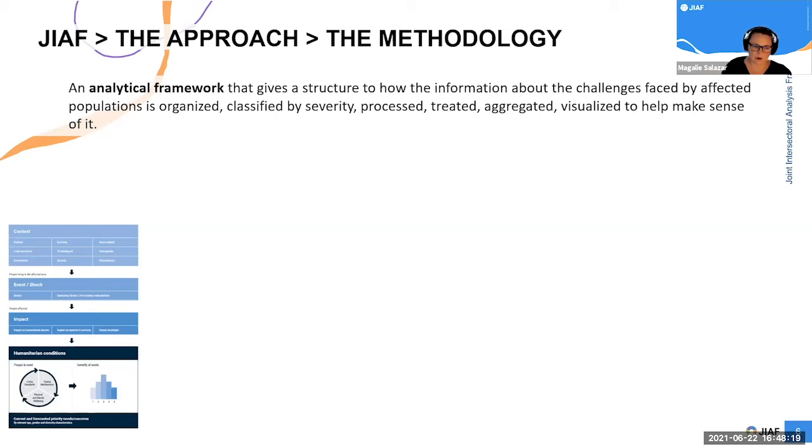Then on the people who are affected, meaning the impact that those events and shocks have had on the people living in that area. And finally, the humanitarian conditions that can be categorized into actually three humanitarian consequences: living standards, coping mechanism, physical and mental well-being.